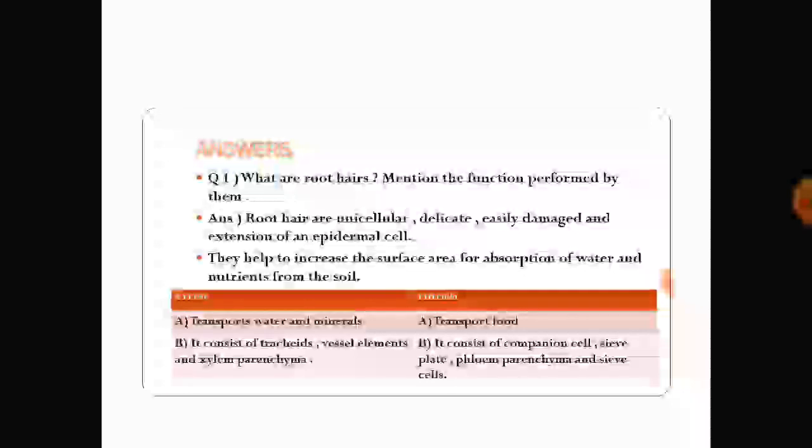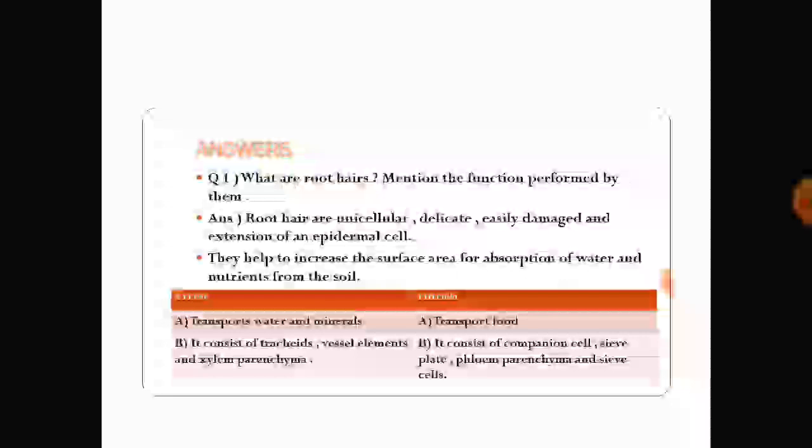Now, let's discuss the answers of our previous class. Question number 1. What are root hairs? Mention the function performed by them. Root hairs are unicellular, delicate, easily damaged extensions of an epidermal cell. They help to increase the surface area for absorption of water and nutrients from the soil.